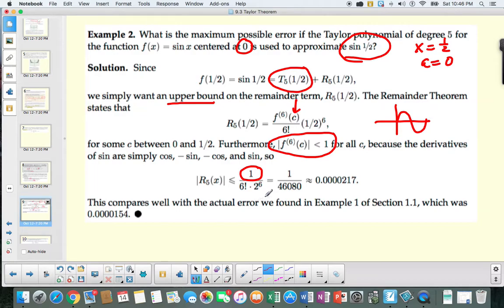And so what we can do is our maximum value here, we can just put as 1. And so we're going to have 6 factorial in the denominator, and we have 1/2 to the 6th power, which is 1 over 2 to the 6th power. And this simplifies to this. And when we put it into a decimal, we have this. So this tells us that when we use a 5th degree Taylor polynomial for the sine of x, this is how far off we're going to be. And that's pretty good accuracy. 1, 2, 3, 4. It's not till the 5th decimal place that error starts.